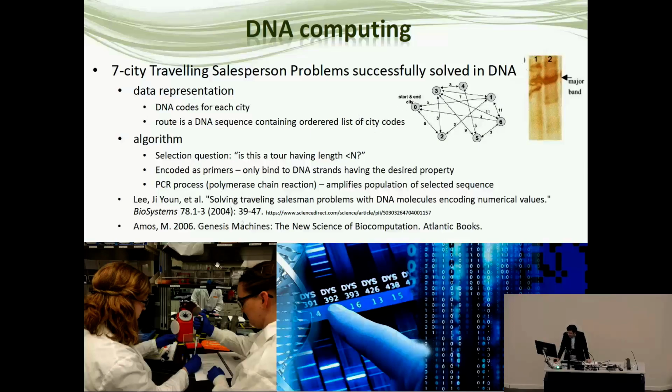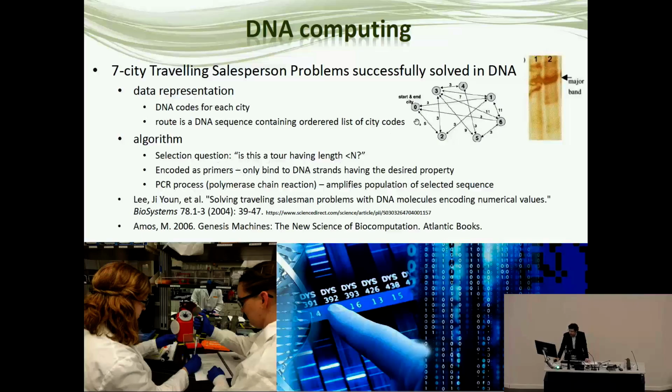So what these guys do, this is what it looks like in the lab. This isn't computing as you know it. This is computing with lab coats and gloves and pipettes and liquid. We encode every possible solution to this problem as a different piece of DNA. We encode each city as a short chunk of DNA, and then a candidate solution, like a set of routes, is a bunch of those cities put in a sequence. It's a string explaining a route around the cities. And then you chuck that into the PCR process.